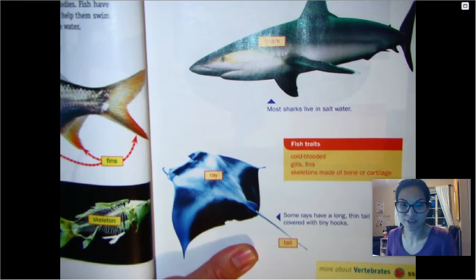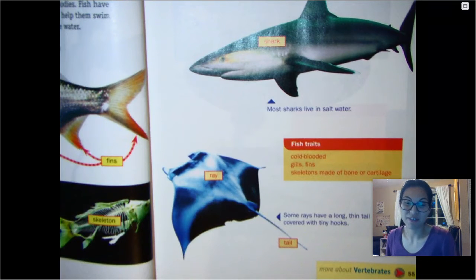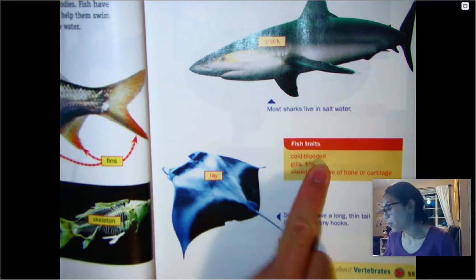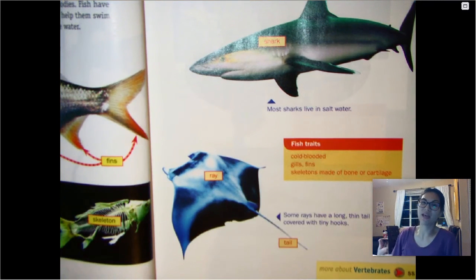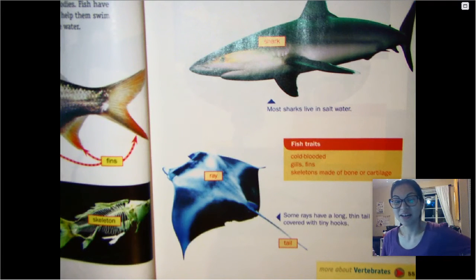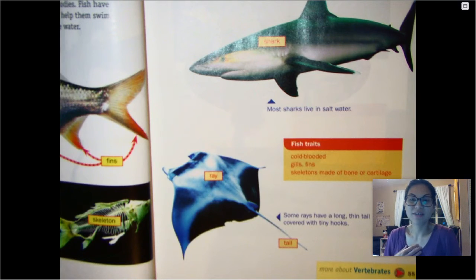All right, fish traits. Here are some specific characteristics of our fish. They're cold-blooded. We talked about this a little bit before spring break. Animals that are cold-blooded have a temperature that changes based on the temperature surrounding them. So here's an example. If an animal that is cold-blooded goes outside in Florida on a really hot summer day, their body temperature is going to go up, okay?